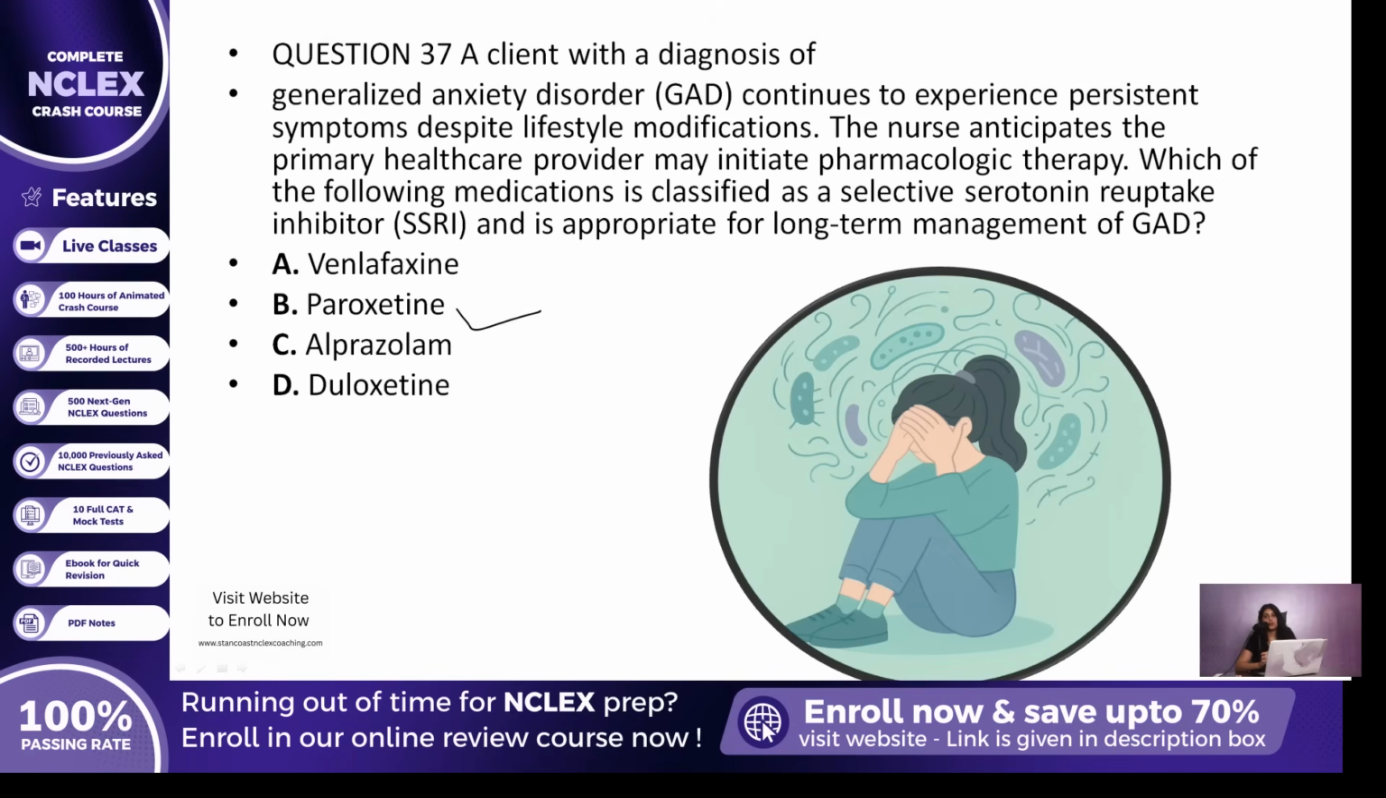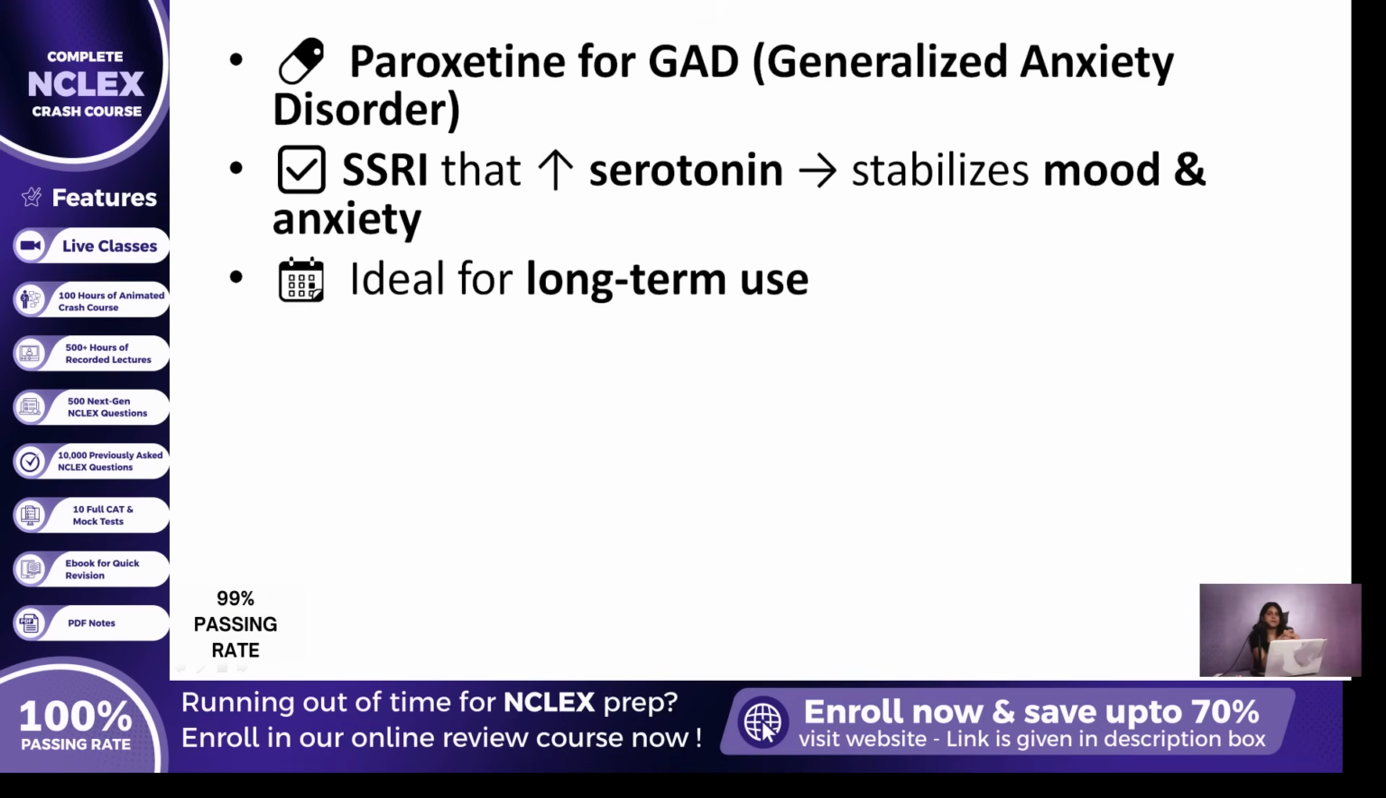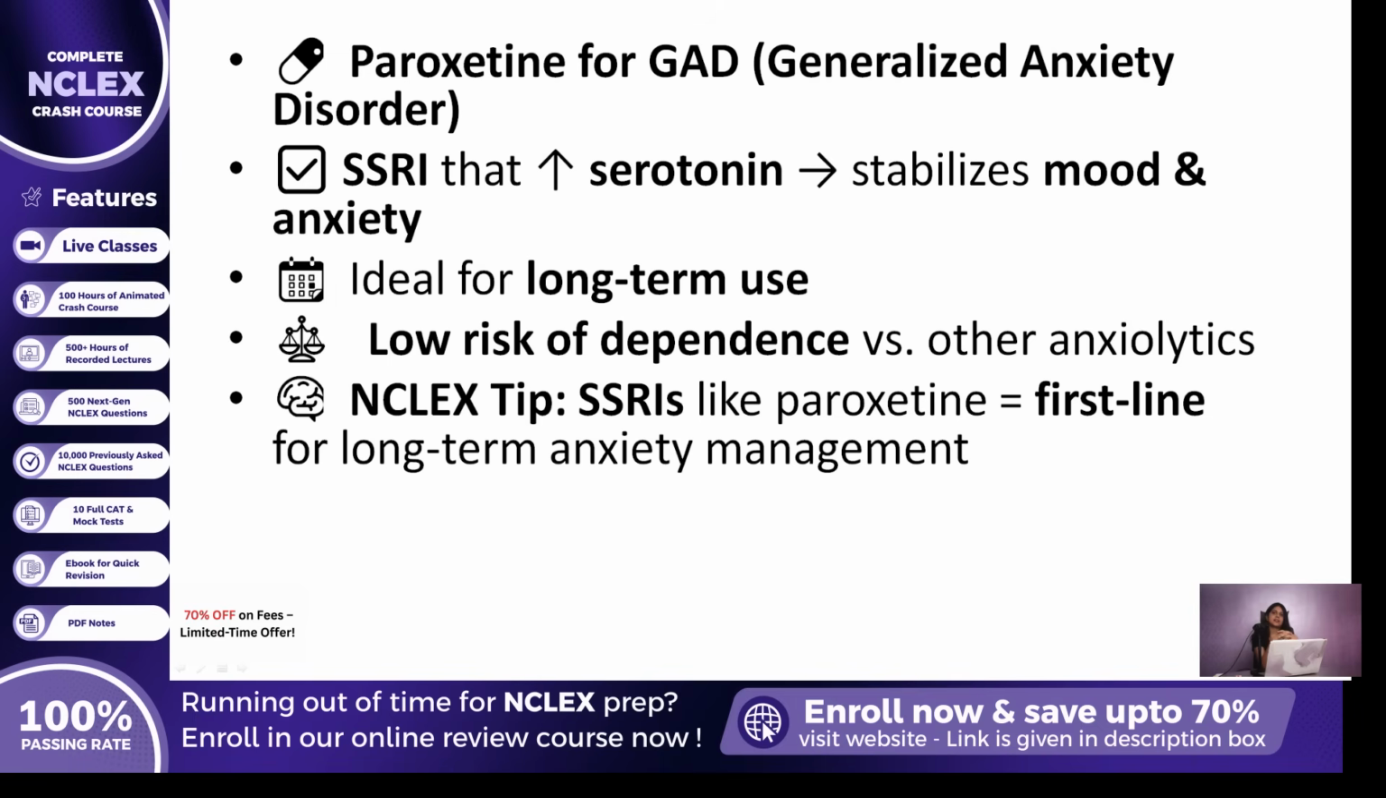Paroxetine is a selective serotonin reuptake inhibitor, or SSRI, often used for long-term treatment of generalized anxiety disorder. It works by increasing serotonin in the brain, helping stabilize mood and anxiety. Selective serotonin reuptake inhibitors are preferred for long-term use due to their effectiveness and low risk of dependence. In summary, paroxetine is the best choice based on classification and safety for long-term GAD management.